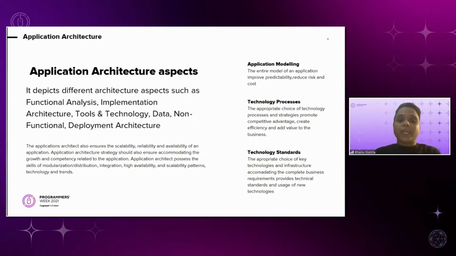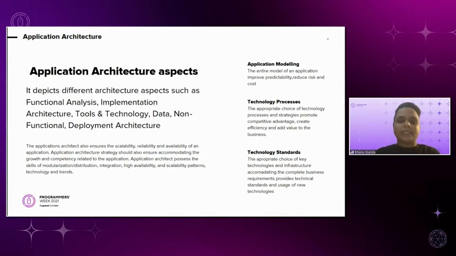The application architect also ensures, not only these aspects of an architecture, but also that the application is scalable, reliable all the time, and available to the users all the time. The application architect should also ensure that the application accommodates all kinds of functionalities that the software expects in the future, and also the competency for this application. The application architect will have the skills of modularization, distribution, integration, implementation, high availability, and different scalability patterns. He also will have strong knowledge of emerging technology and trends.